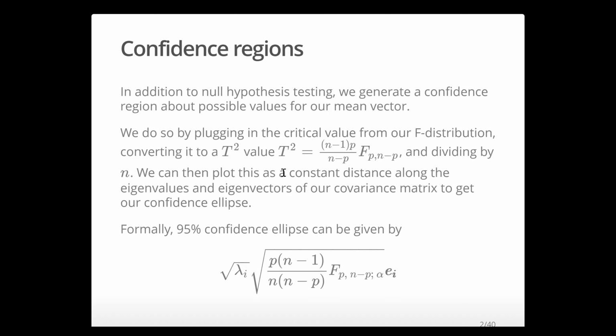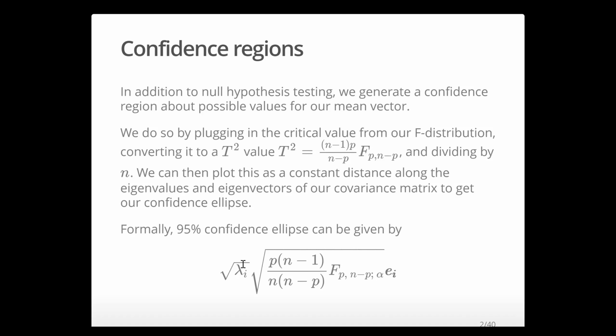Remember that t-squared is proportional to f. So to get our 95% confidence interval, we need the t-squared value that is associated with the 95% probability on the f distribution with p and n minus p degrees of freedom, which we get this way. And then we can plot this as a constant distance along the eigenvalues and eigenvectors of our covariance matrix, and we can get a confidence ellipse.